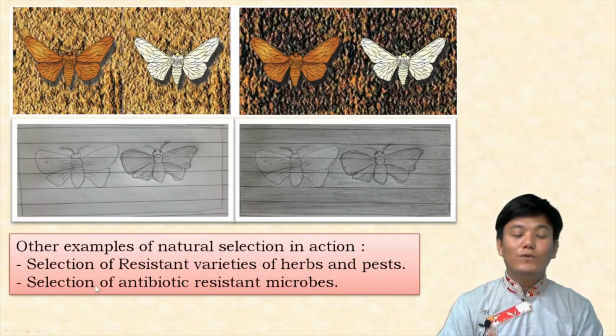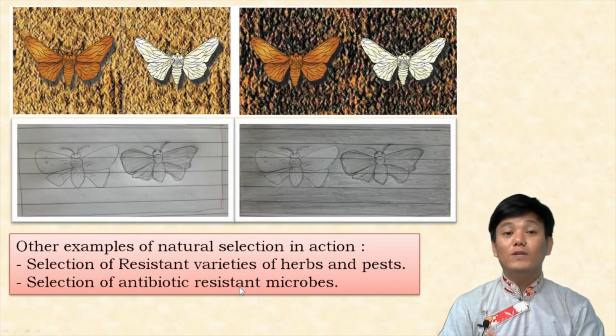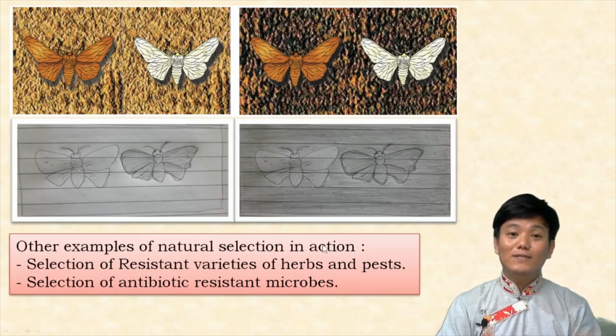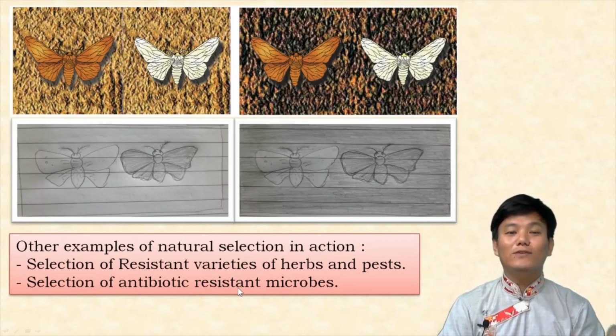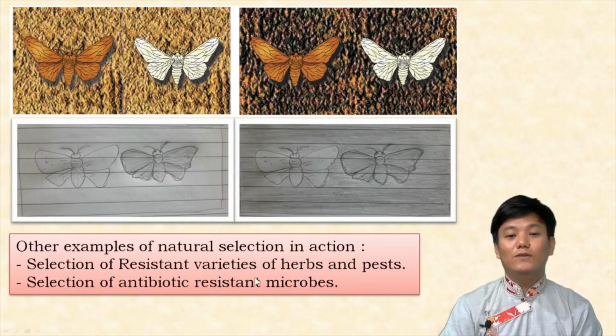Also, if you use antibiotics, the use of antibiotics leads to the development of more resistant forms of microbes, more resistant forms of bacteria, right? Those bacteria which are less resistant will die off, and instead the population of the resistant microbes or resistant bacteria will increase. So that is also an example of natural selection in action. These are the examples provided in your textbook, right?